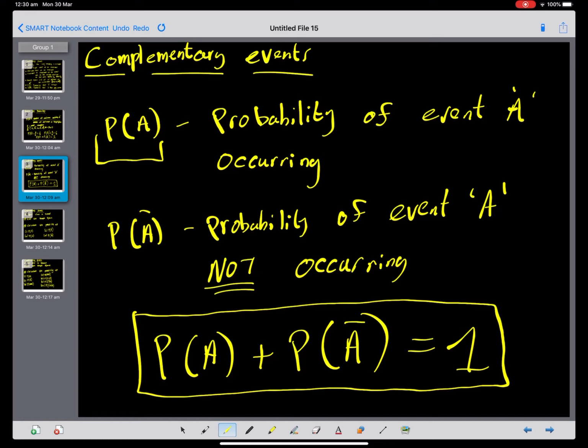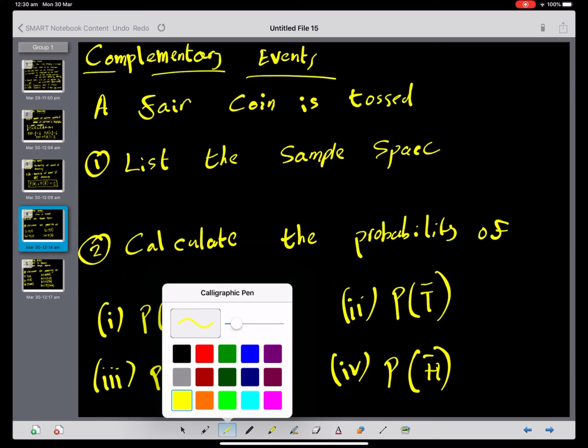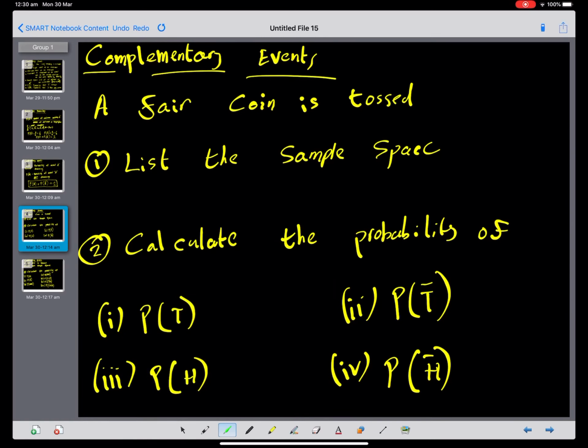Okay, so hopefully you've written that down. Let's have a look at an example. Okay, a fair coin is tossed. List the sample space. Calculate the probability of the following events. Pause the video and see if you can do this. Okay, so hopefully you've done that now.